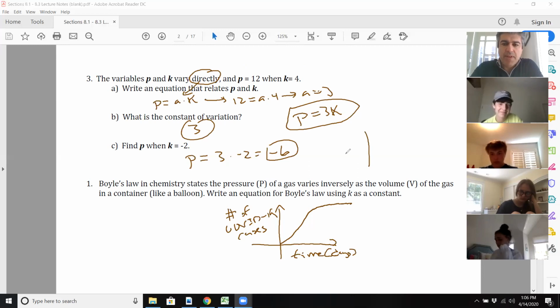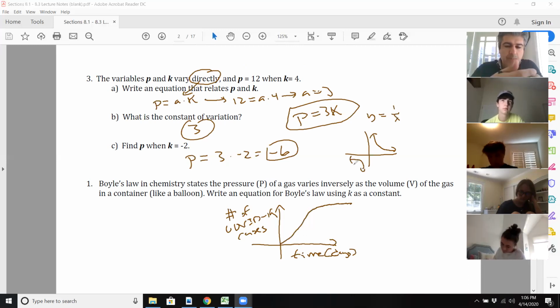Inverse actually would follow this, which is what we want, actually. We want the inverse because we want it to go down. That's like y equals 1 over x, by the way. If we graph that, it looks like that. But we're going to talk about that later in this period. It's just good to understand relationships between variables, in this case, time and COVID-19 cases.